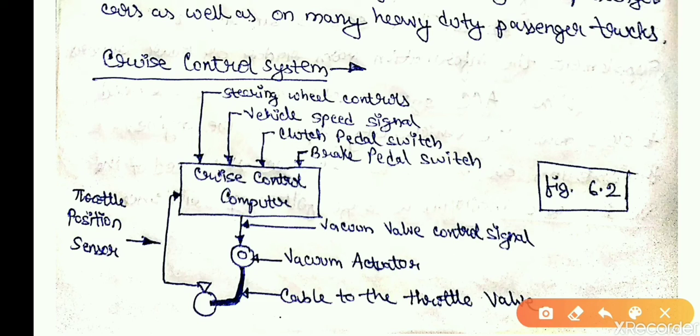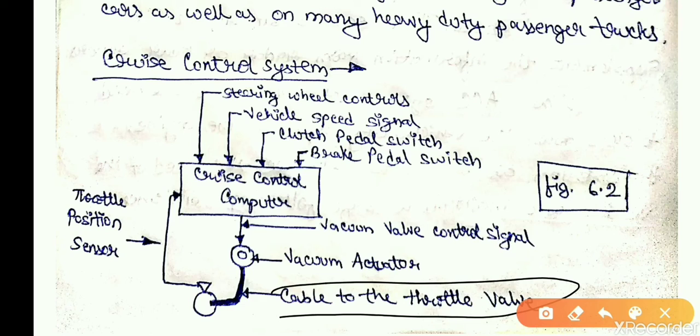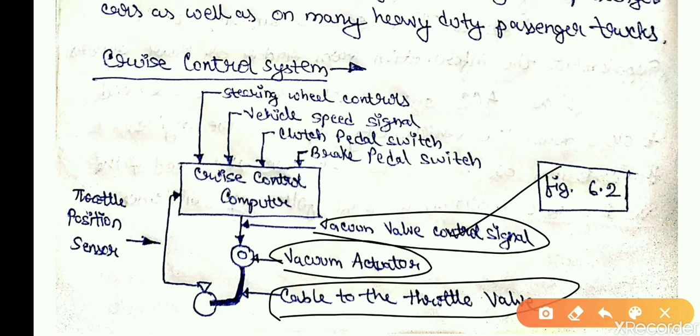Next, there is a cable to the throttle valve. So this works under the condition of these two units: one is the control signal unit and the other one is the vacuum actuator.